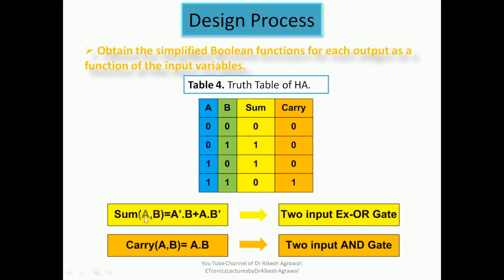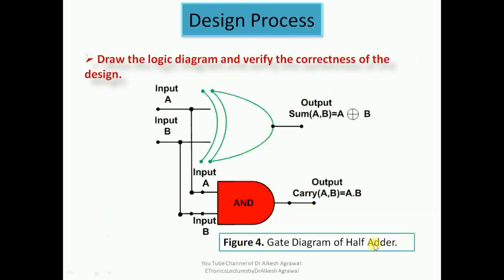So in order to realize sum, what we need is a 2-input XOR gate, as we can see through this expression, and for implementing carry as A and B, we need a 2-input AND gate. So now we'll design. The last step is to draw the logic diagram and verify the correctness of the design.